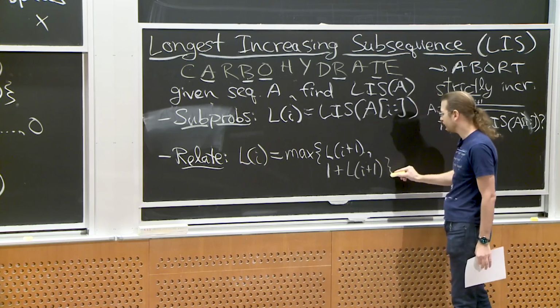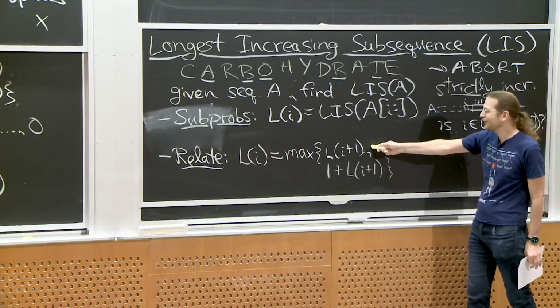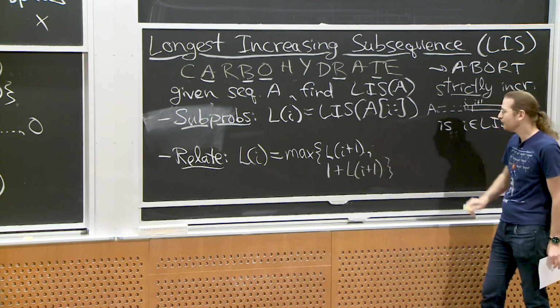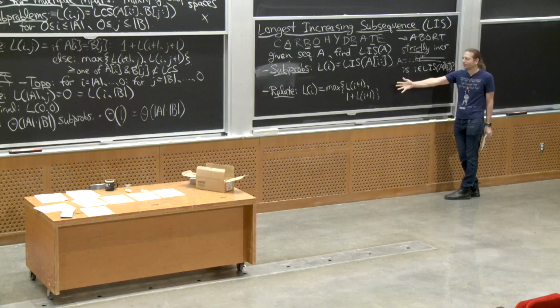OK, if I close this brace, this would be a very strange recurrence, right? Because this is always bigger than this one. So there's something wrong here. And the something wrong is I haven't enforced increasing at all. There's no constraints here.